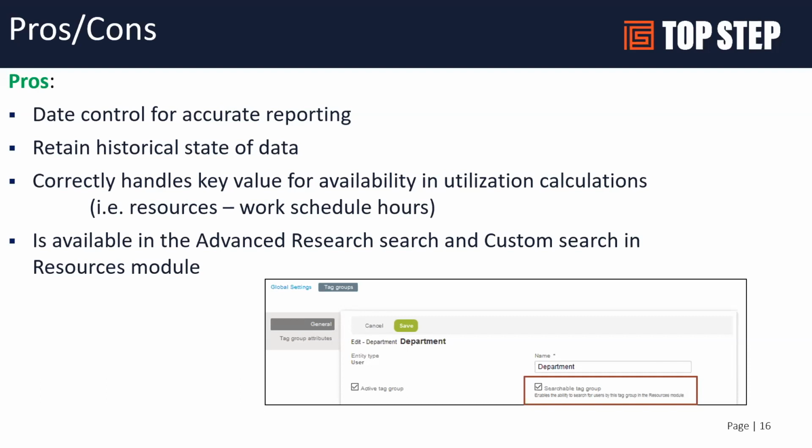And remember, we talked about checking that box to make it searchable. You can use these values in your resource searches. So under the advanced resource search and the custom search in the resources module, in addition to any skill profiles or anything that you set up, you can actually grab only people from specific departments. We mentioned you could use this to track people's locations. So if we have a project and the client only wants local resources, we can restrict our resource search to only people in specific geographical locations.